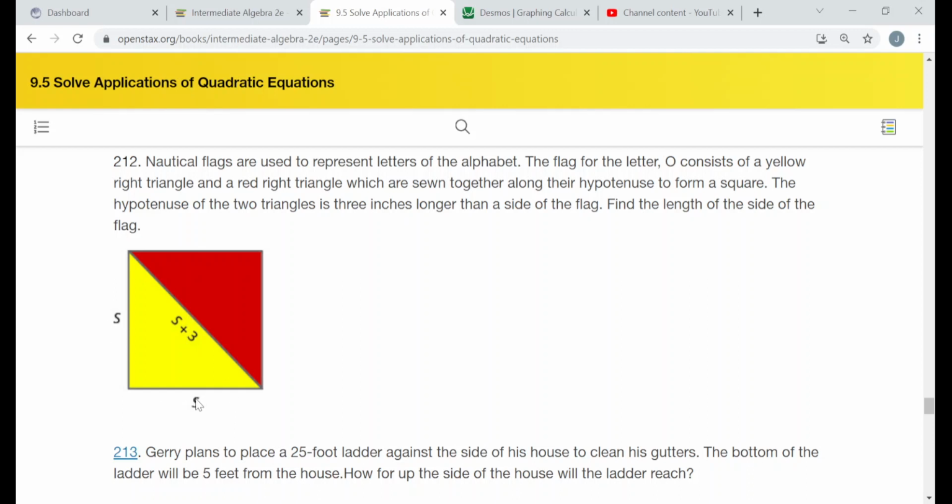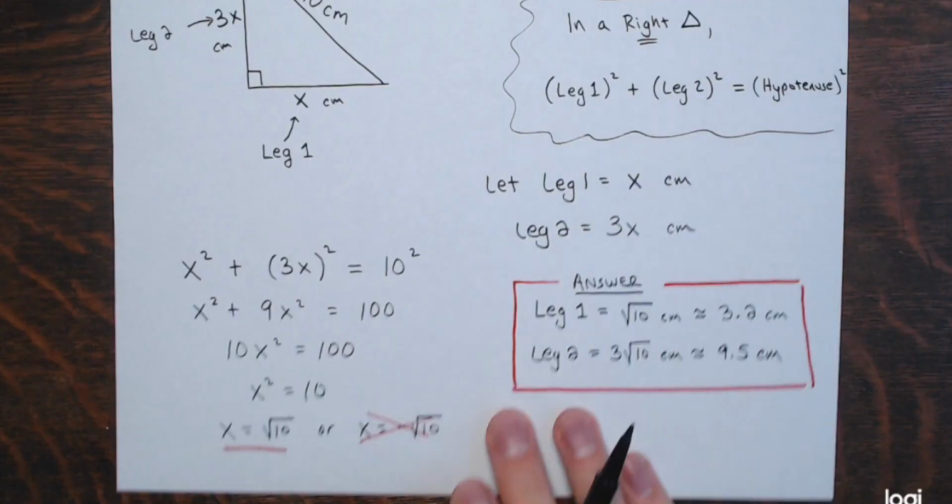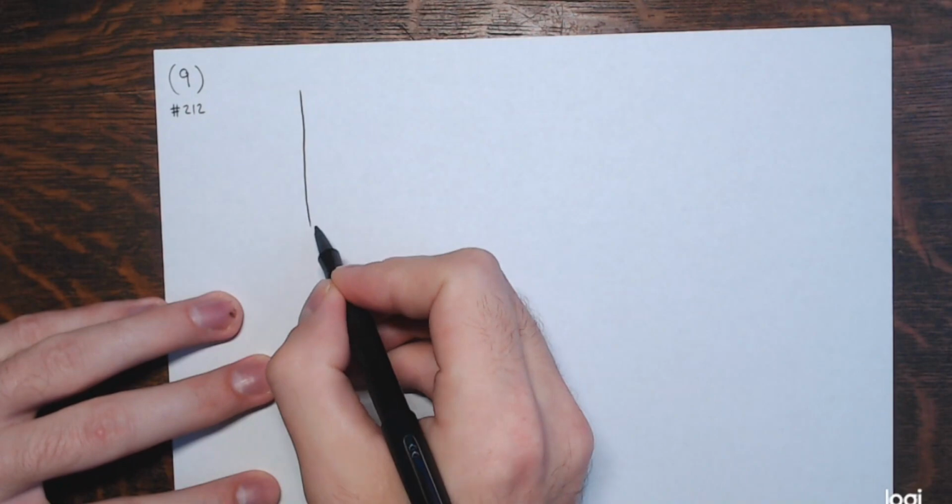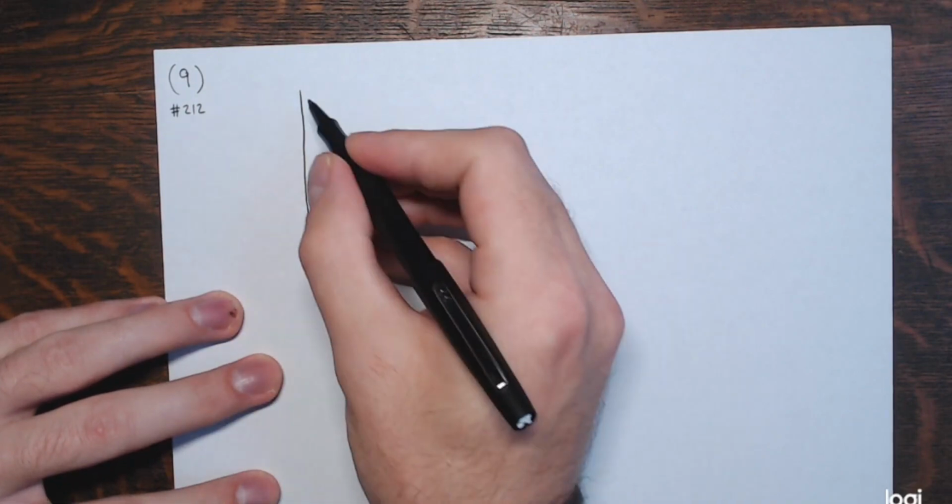So I'm just going to draw this picture and solve for S. All right, so I don't need to see the problem anymore. I'll just draw that picture. Right? So this is example 9, exercise 212. So here's that, the yellow triangle.